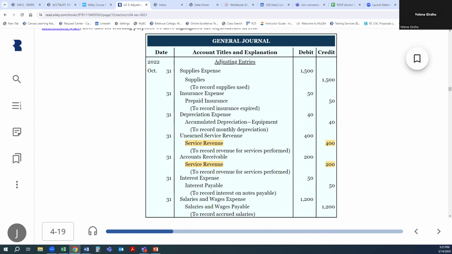Okay. So for that last one, because the salaries and wages payable liability is increased, and the salaries and wages expense account is debited, that means our net income is going down. Correct. Yeah, there's only two entries that increase net income, and that's when we credit service revenue. Okay. But this is a good summary of the seven.